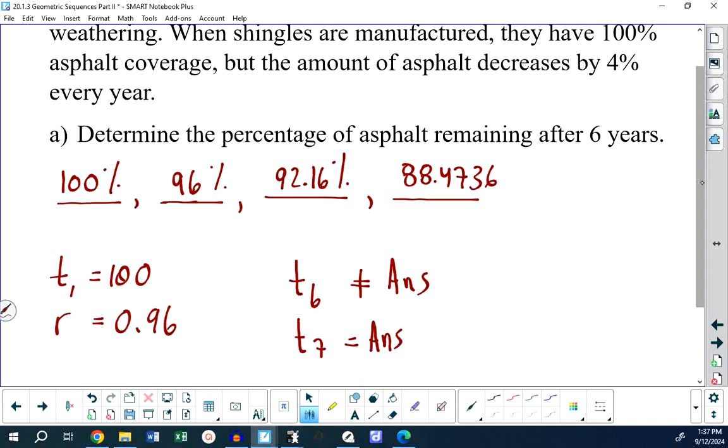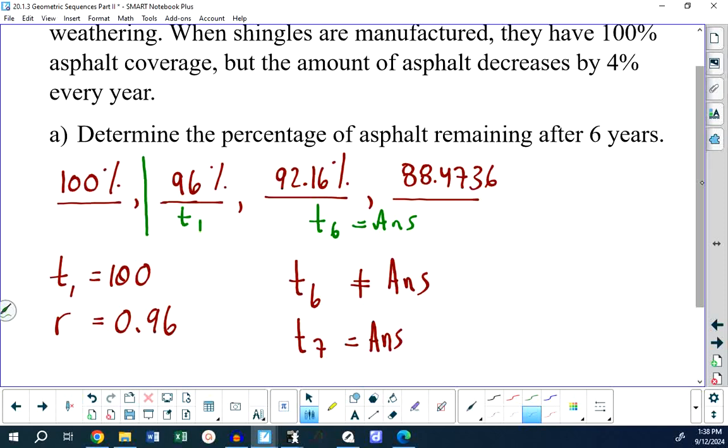But I would question why you would set it up that way. Why wouldn't you instead use this as T1? It's still the same common ratio. And then T6 will be the answer. This is why this can get confusing. It depends on which sequence you use. If you use the one in brown, then I have to find T7, because in the brown one, T2 is after 1 year and T3 is after 2 years. It's staggered. It's off a bit.